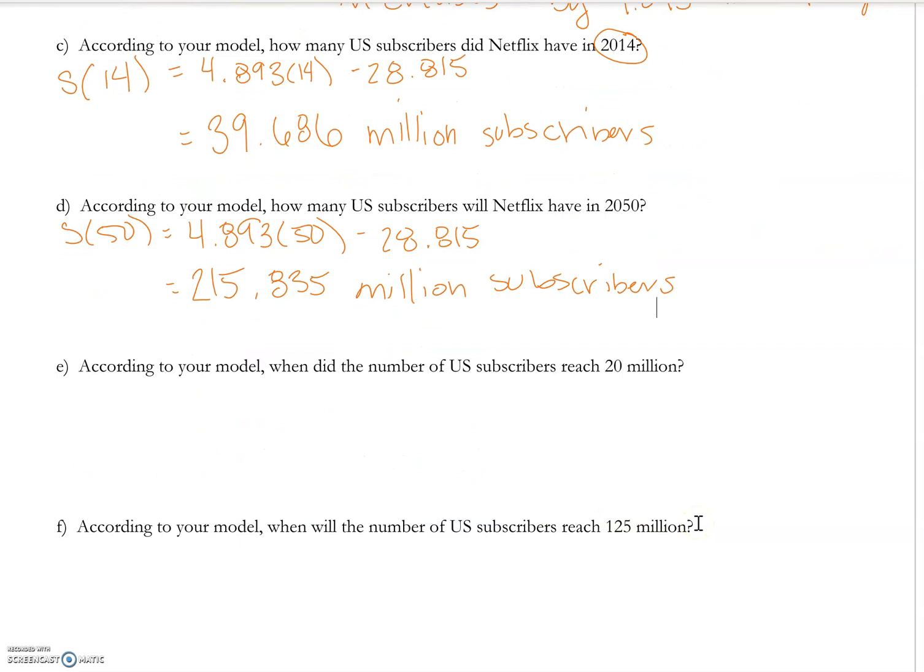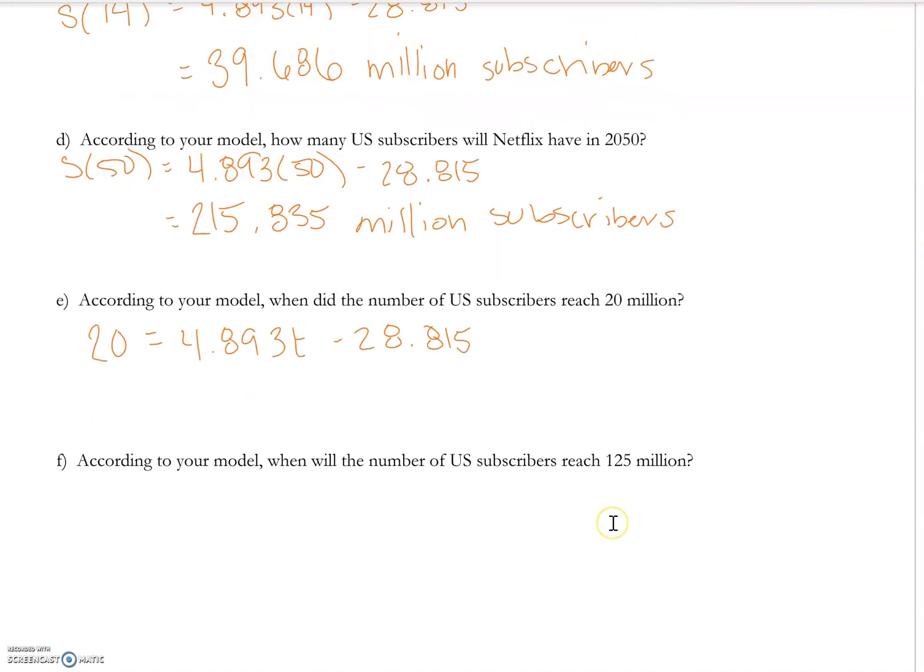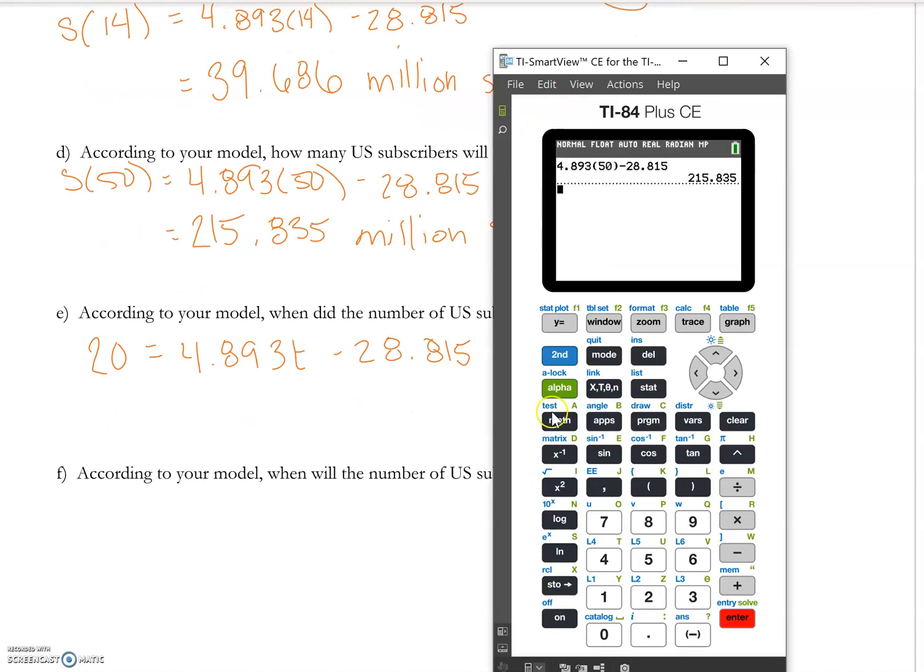For part E, according to your model, when will the number of subscribers reach 20 million? So now I know that the number of subscribers is 20 million, so I'm going to plug in 20 for the Y value. Okay. I'll use my calculator on this one. So I'll go back to y equals. My equation for the regression is still there, but then in y2, I'll type in the number 20. I'll hit graph, and there's my line going straight across for 20.